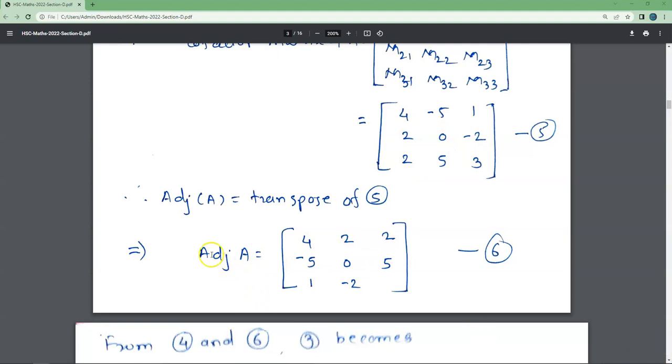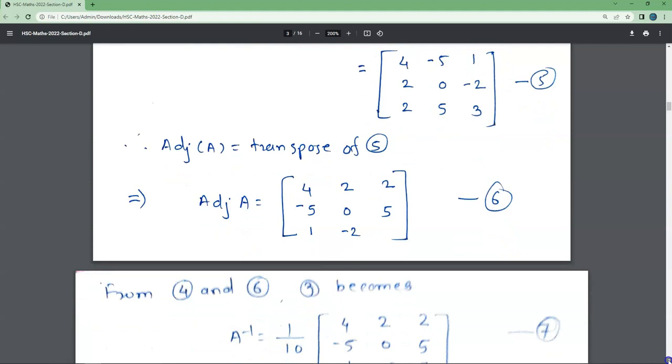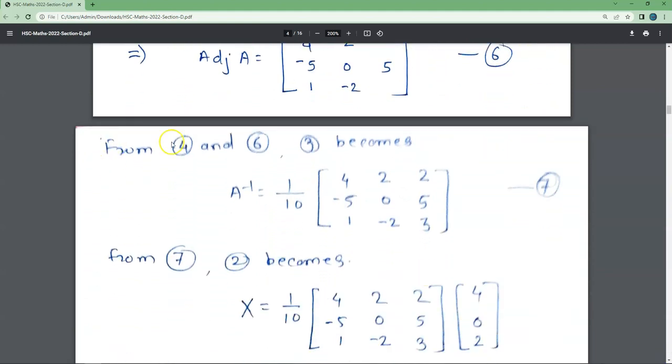Now we have got the adjoint of A. We have found the determinant of A, that is 10. Correct. Then what will be A inverse? So from 4 and 6, 3 becomes A inverse is equal to 1 upon determinant of A, that is 10, and then adjoint of A, that is 4, 2, 2, minus 5, 0, 5, 1, minus 2, 3. So from 7, 2 becomes X is equal to A inverse into B.